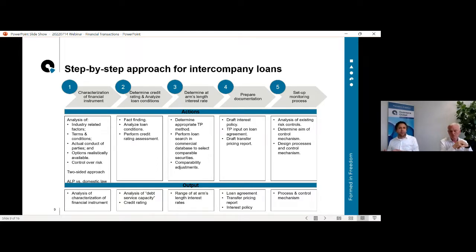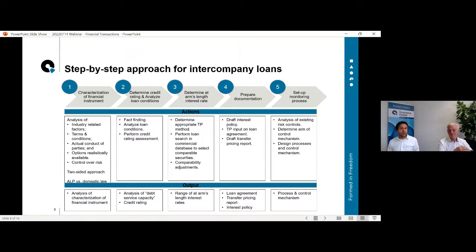Basically, this is the 5-step approach towards determining arm's length conditions for the interest rate. But as you can see, the interest rate is only one part of the analysis, step 3 in this overview. You also have to think about control over risk, options realistically available, the conduct of the parties, and what Theo also mentioned: the leverage, so debt equity, credit rating analysis, etc.